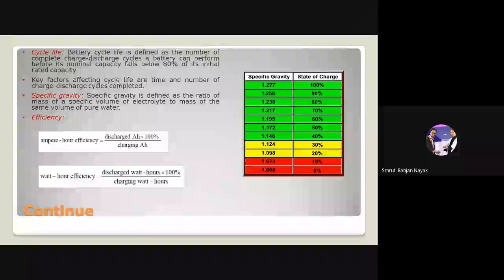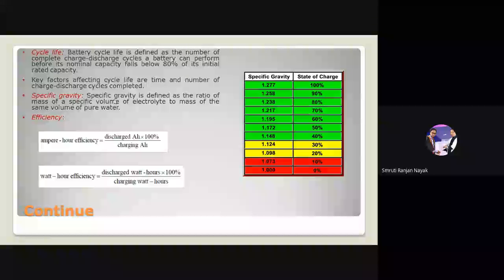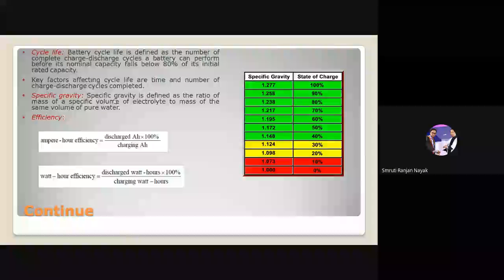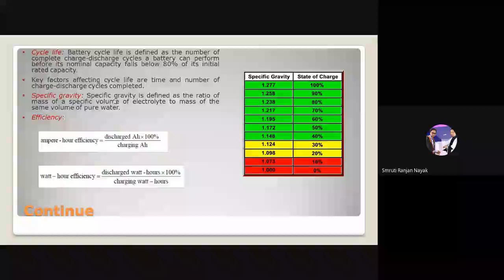So this is the cycle life, or life cycle. Battery life cycle is defined as the number of complete charge-discharge cycles the battery can perform before its nominal capacity falls to 80% of its initial rated capacity. That means when the battery is discharged, it is then charged, and when it is fully charged, we use that battery again. So this is the running cycle.